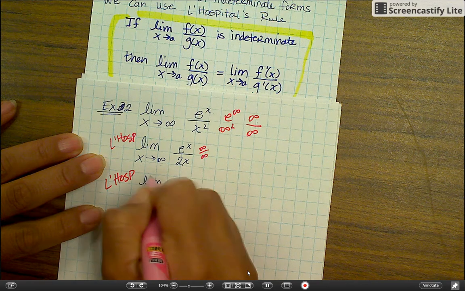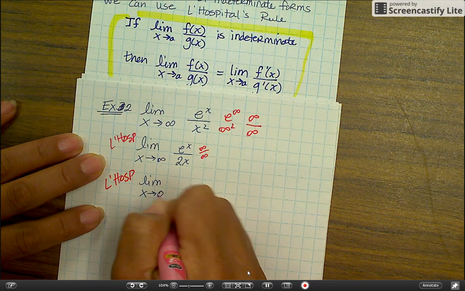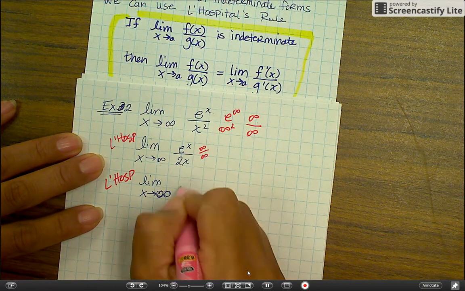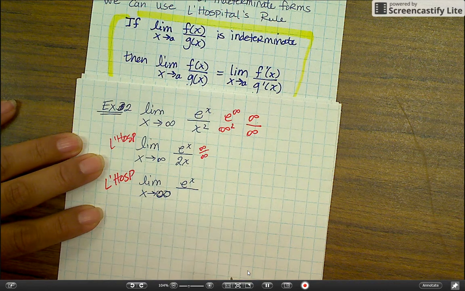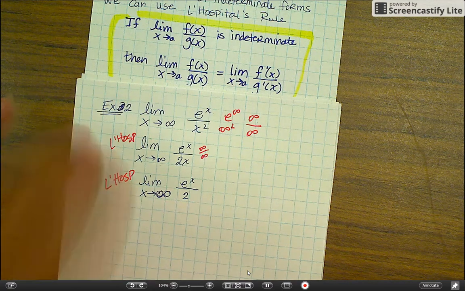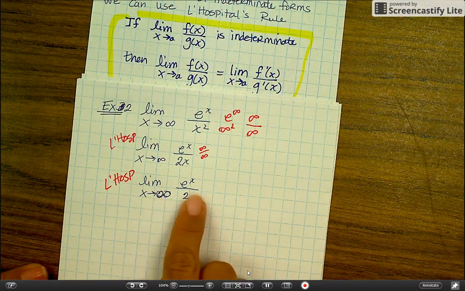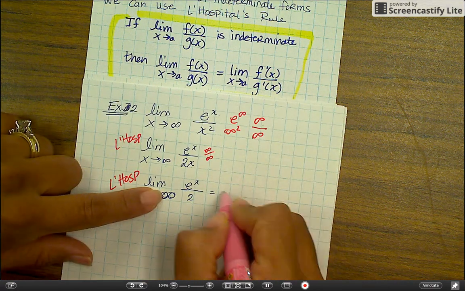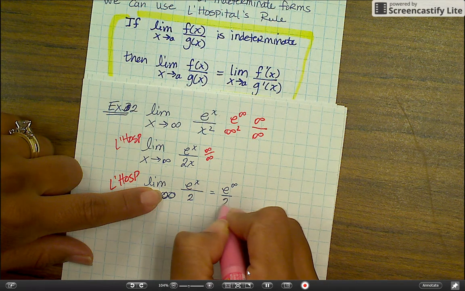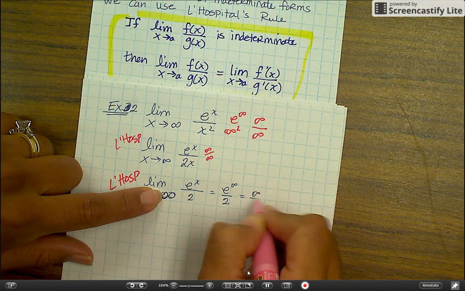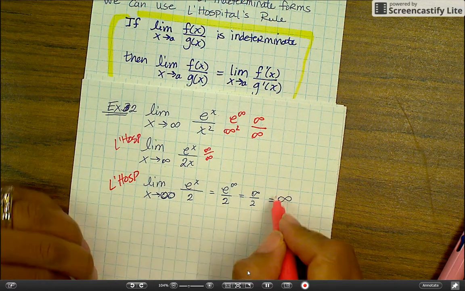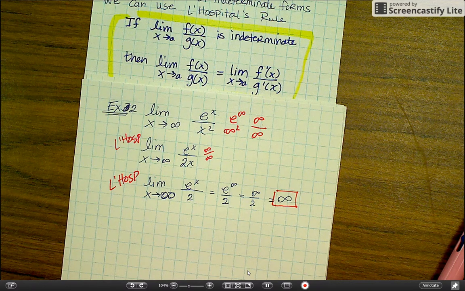So applying it to my second step, the derivative of e to the x is e to the x, divided by the derivative of 2x, which is 2. So now let's substitute our infinity in. When I put it in, I will have e to the infinity divided by 2, which is infinity divided by 2, which is infinity. Highlight. So easy.